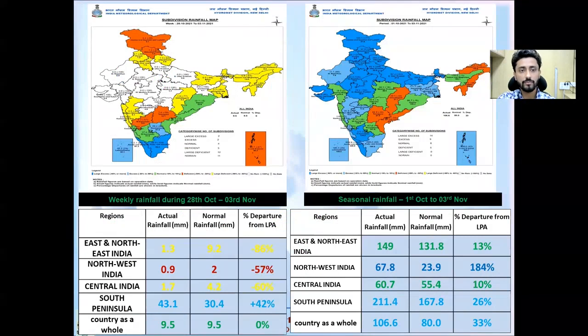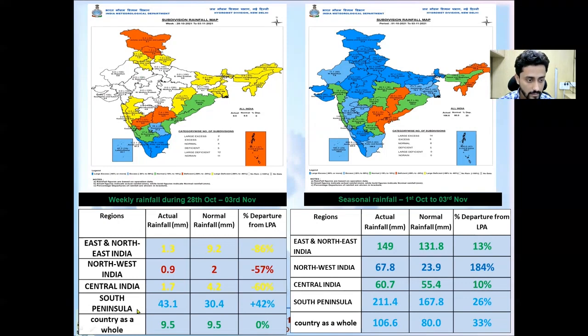Now let's talk about the subdivision rainfall map for the last 1 week as well as for the whole month, from 1st October up to 3rd November. For the last week, most parts of India received deficient rainfall, represented by the orange and yellow colors. Most parts of India received no rain, represented by the white color, or deficient rainfall. A few places over peninsular India received normal, excess and large excess rainfall, which is due to the active phase of the northeast monsoon, as well as the system that developed over the Bay of Bengal and is presently persisting over the Arabian Sea.